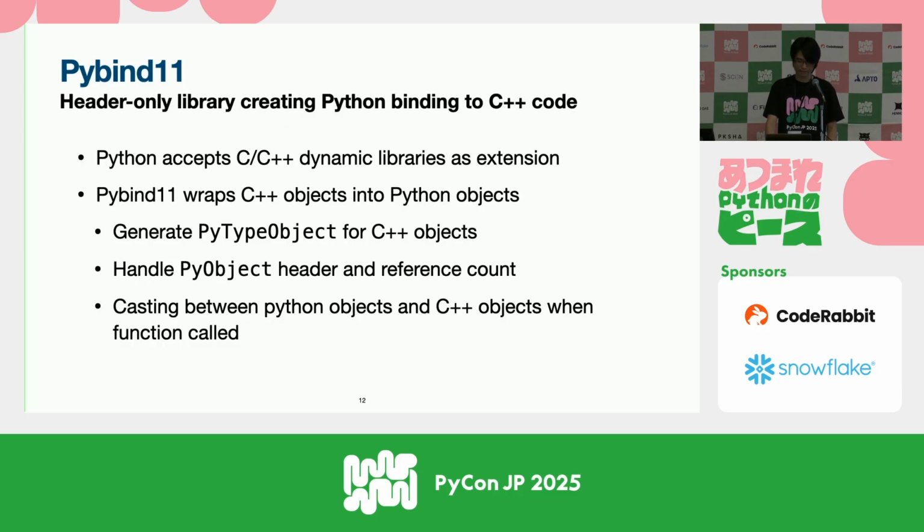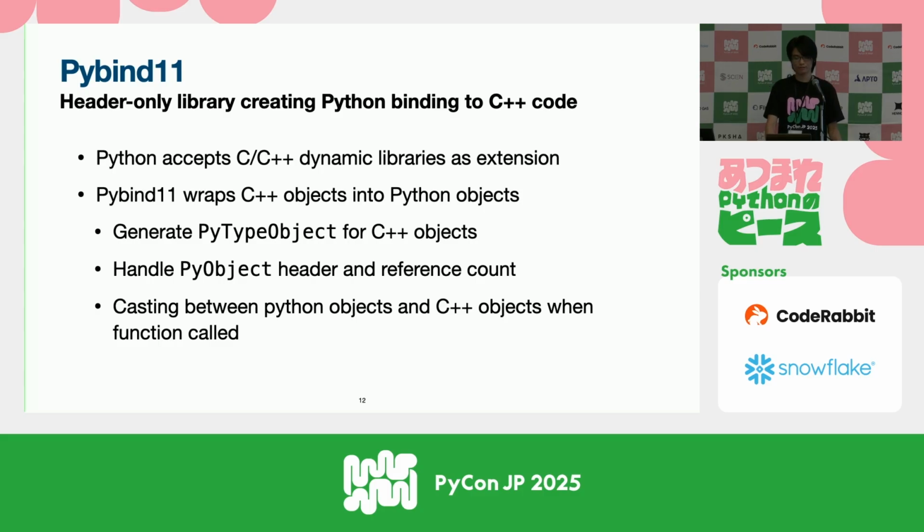The Python interface is created by a library called PyBind11. Because Python can accept a C or C++ dynamic library as an extension, if the dynamic library has a certain pattern of functions. And PyBind11 handles this work for us.